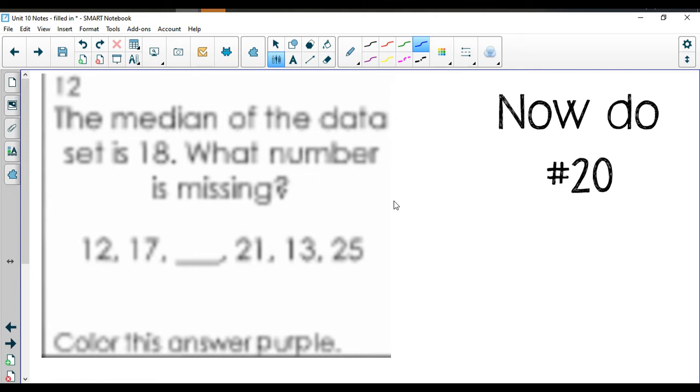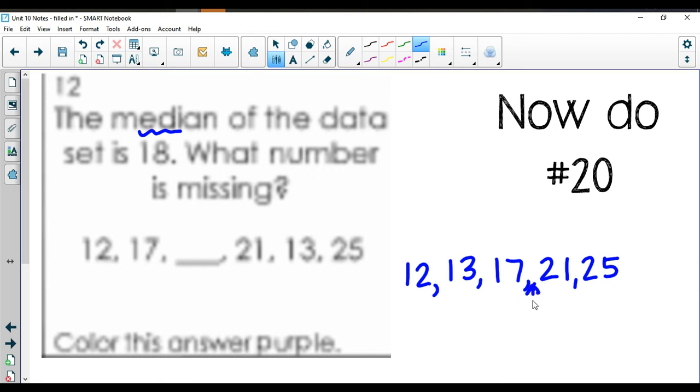What number is missing? So if we're talking about a median, the median by definition is the middle number. So what I want to do is take a look at these data, and I'm noticing that these are out of order. So the first thing I'm going to need to do to find a median is to put these numbers in order. So I'm going to only put in the ones that I have here. So 12, 13, 17, 21, and 25. I know that the median of the data set is 18. So that's going to go right in between these two numbers right here. So what I need to look at is to cross off from beginning and end so that I'm working my way towards the middle. So it looks like I have 17 is currently my median, but I'm going to need to add in one more number.